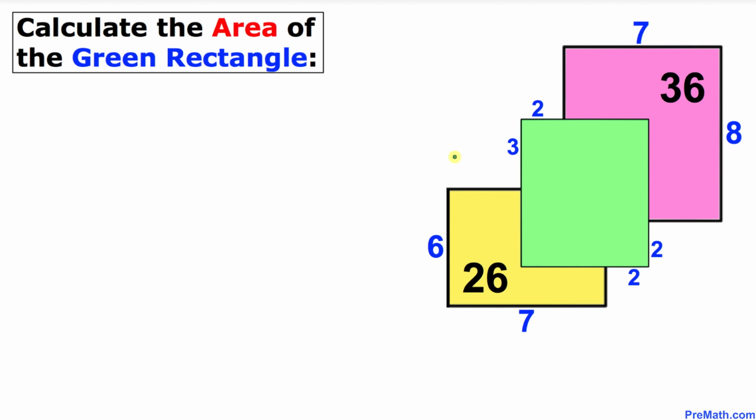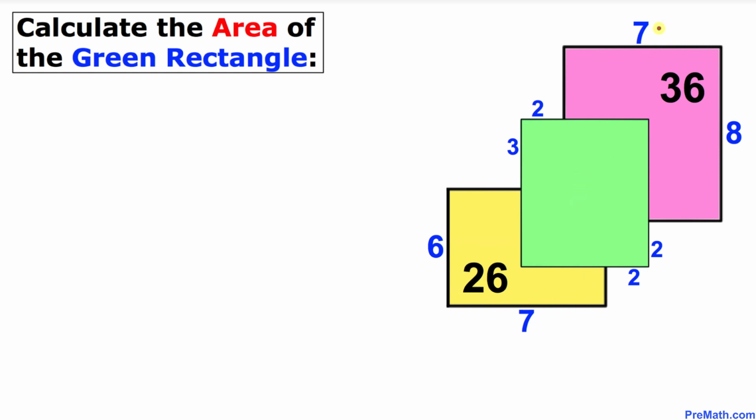Welcome to Premath. In this video tutorial, we have these three rectangles as you can see in this figure, such that the area of this purple shaded region is 36 square units, whereas the area of this yellow shaded region is 26 square units. And now we are going to find the area of this green rectangle.